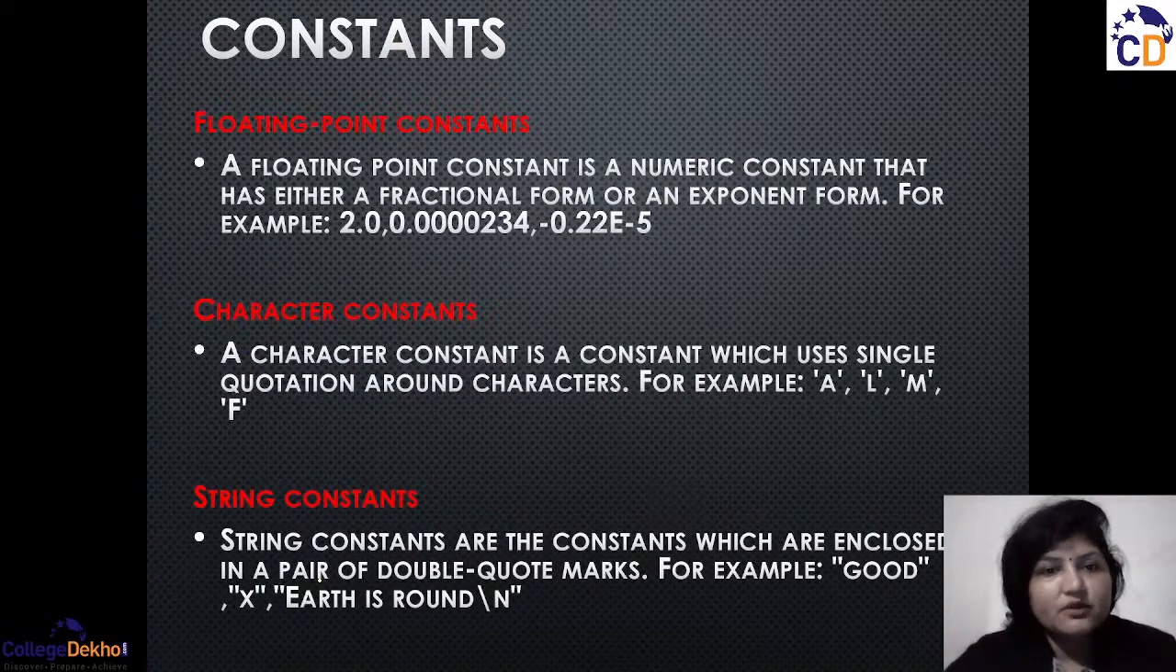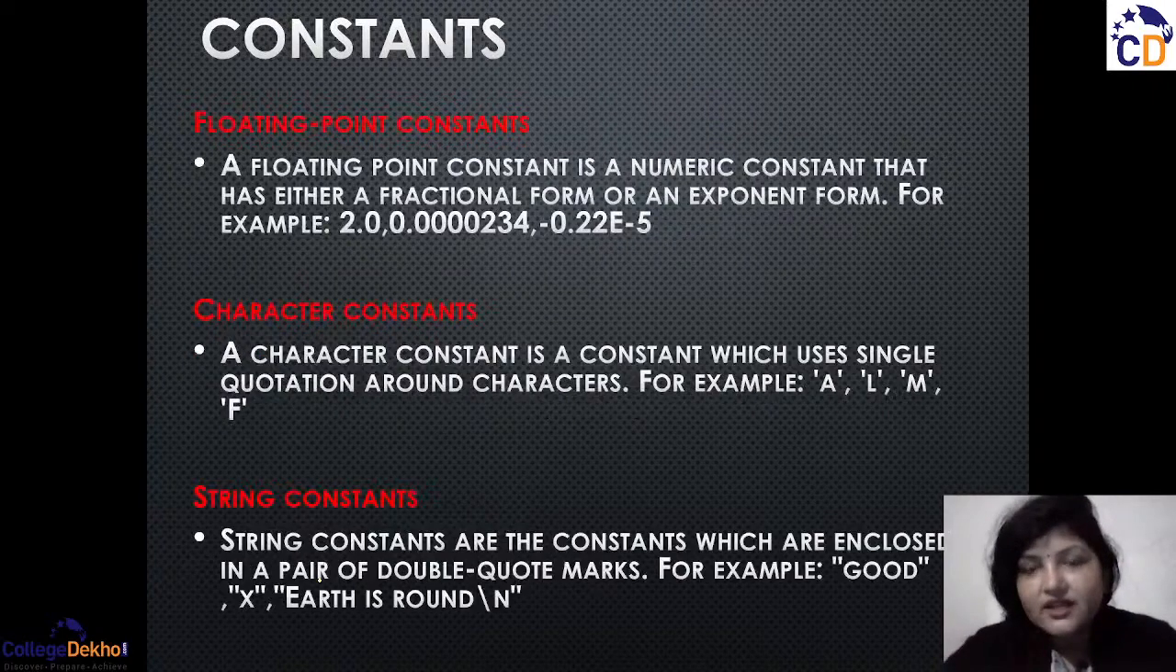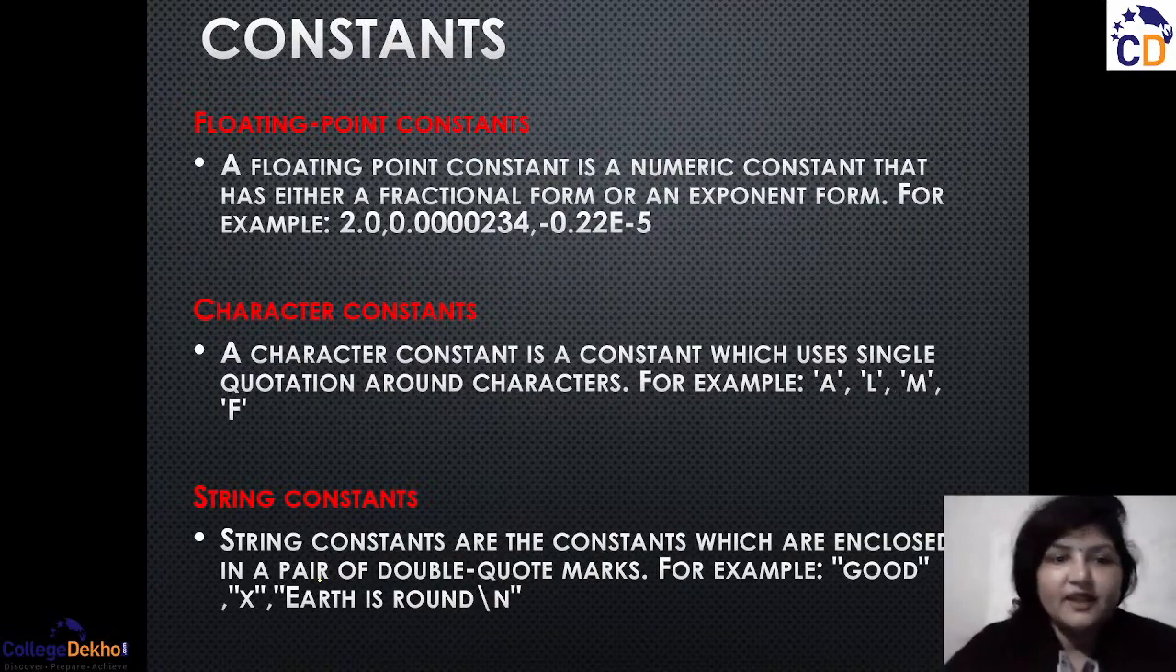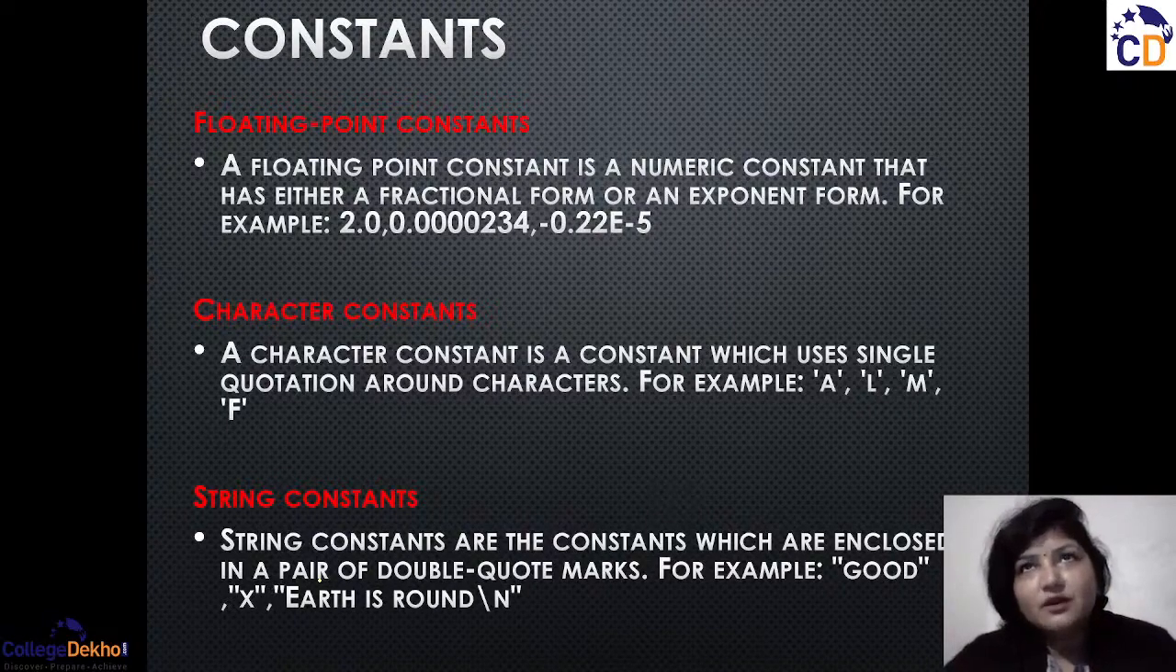Then we have floating constants. A floating constant is a numeric constant that has either a fractional form or an exponential form. I told you, in an integer constant we don't have a decimal point number, we don't have a fractional part, and we don't have an exponential part. Whereas in a floating point constant we can have them. Character constants are those constants which have a single value. Like suppose I am taking a student name as a single character, and that should be enclosed within single quotes. We can also take a string constant, and it should be enclosed within double quotes.